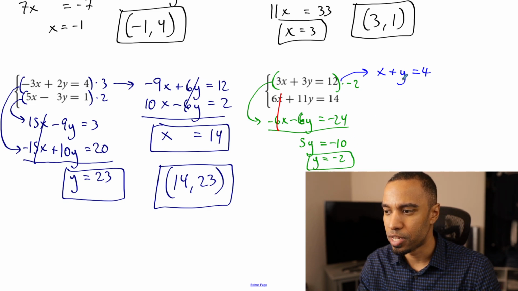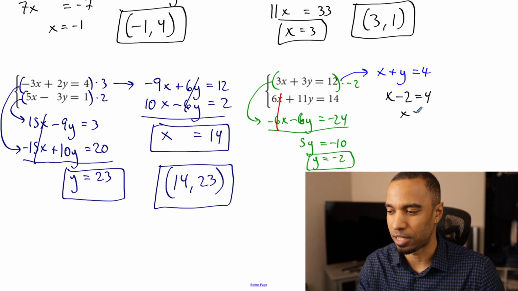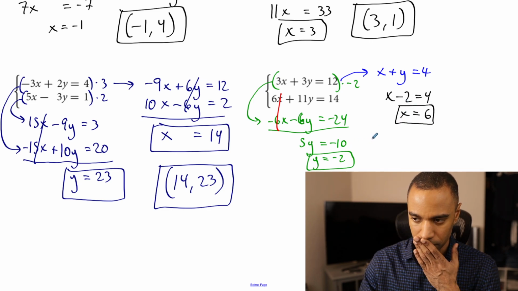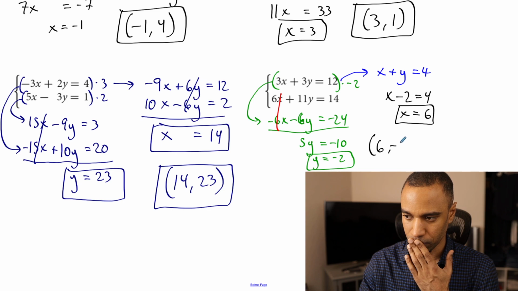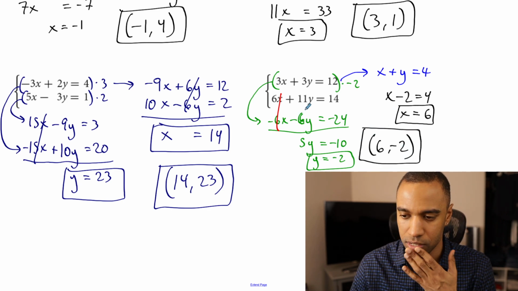Okay, now I'm going to use the negative 2 right here. x plus y equals 4. x minus 2 equals 4. Add 2, x equals 6. See, that was nice. I could use that right there, and that helped me. So 6, negative 2 is my final answer there, and that is 12 problems done.